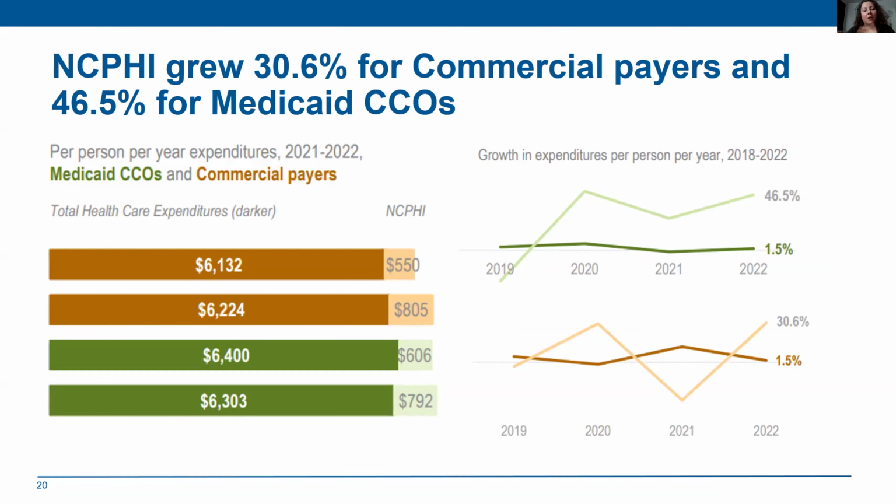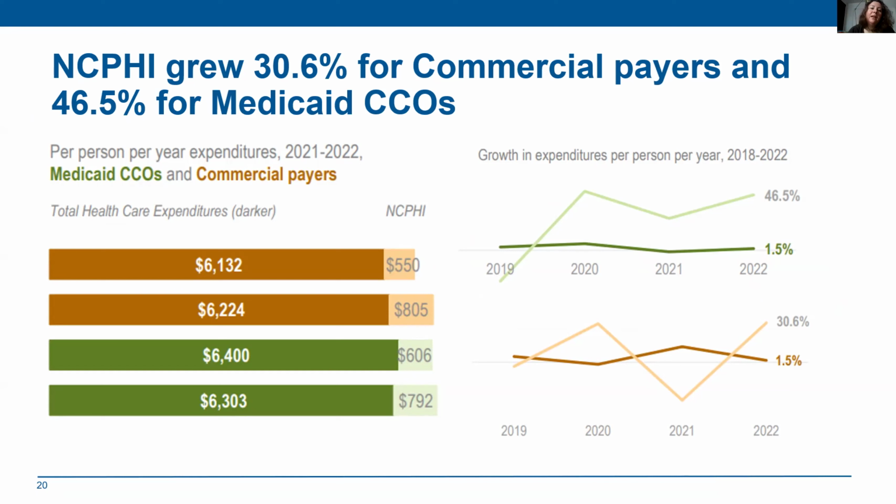And what we're showing on the bars on the left are the total healthcare expenditures on that per person per year amount in the darker bars, and then the net cost of private health insurance per person per year amount in the lighter bars added on. So you can see the overall growth. The line graphs on the right show the trend over time in the NCPHI growth compared to the total healthcare expenditures.